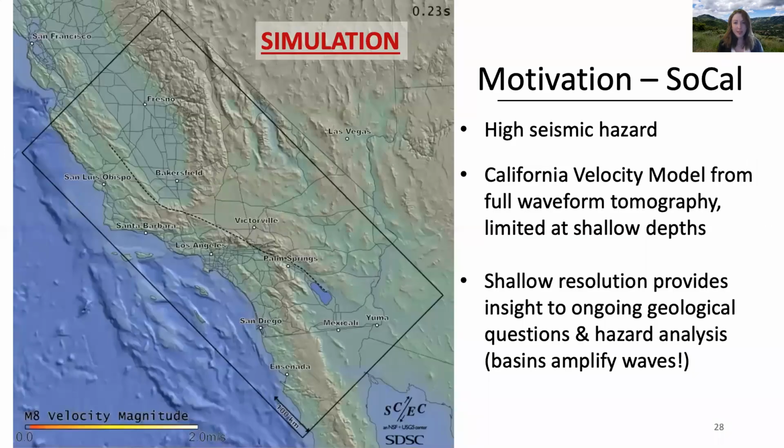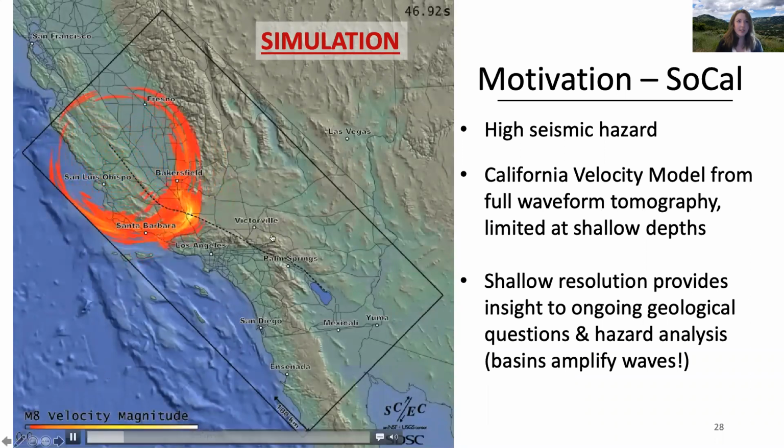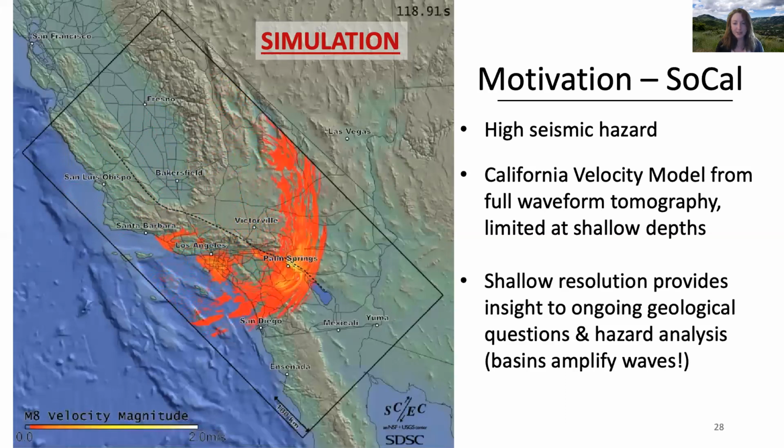We're focused on Southern California as it is a region with complex geology and high seismic hazard. As you can see in the simulation, seismic energy is trapped and amplified in basins, such as the Los Angeles Basin and in the southeast corner of the Salton Trough. The California velocity model is based on full waveform tomography, which is limited at shallow depths. That's where we come in. By providing shallow resolution, we can answer ongoing geological questions and help with hazard analysis.